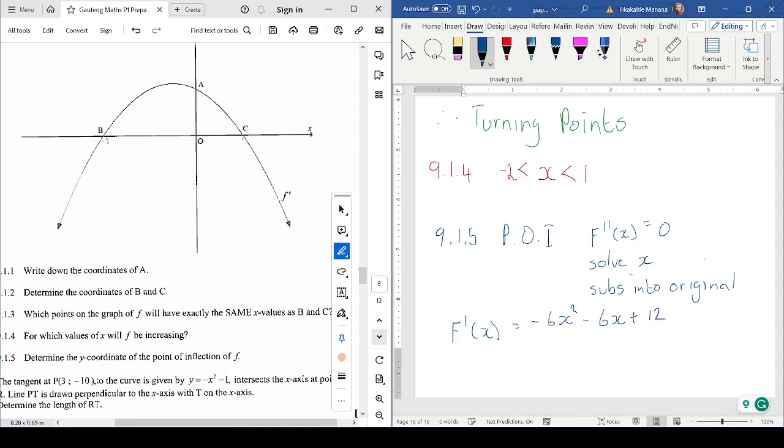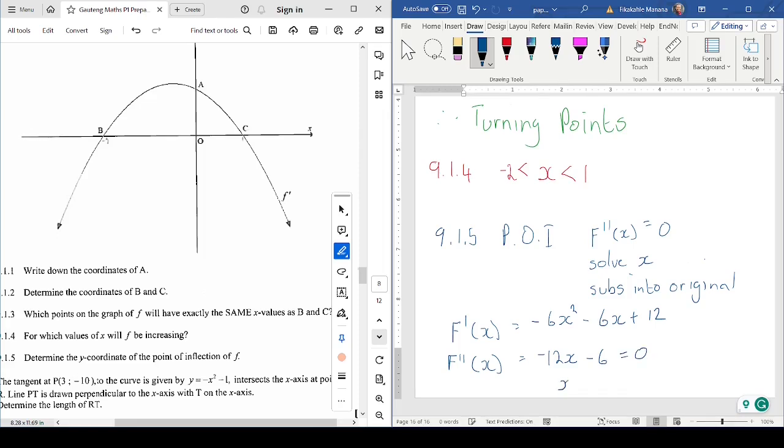And now we're looking for the second derivative. So that's going to be minus 6 times 2 is 12, so minus 12x, minus 1 times 6 is just minus 6. Okay, so we take this, right? The second part is to equate it to 0, and then solve for x.